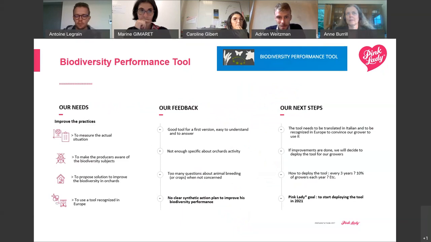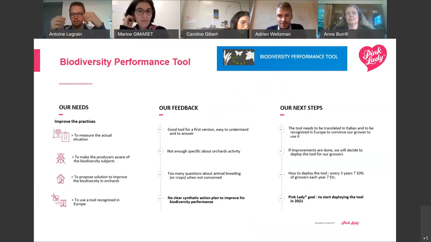So for the biodiversity performance tool, our goal was, as I said, to improve the practices concerning biodiversity. For that, we need to measure the actual situation, to make the producers aware of the biodiversity topics, to propose a solution to improve the biodiversity in their orchards, and to find a tool recognized in Europe, because of the countries where we are producing apples.